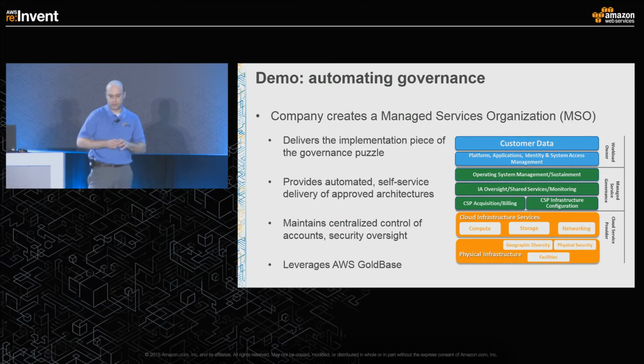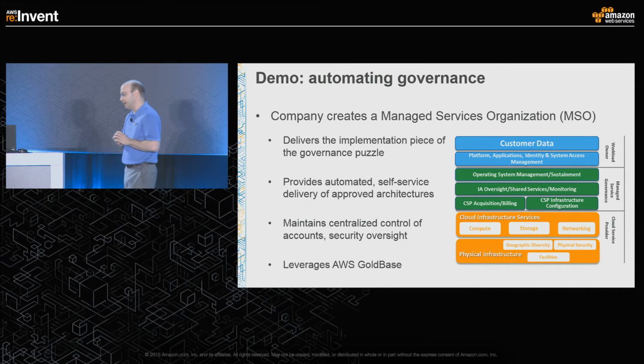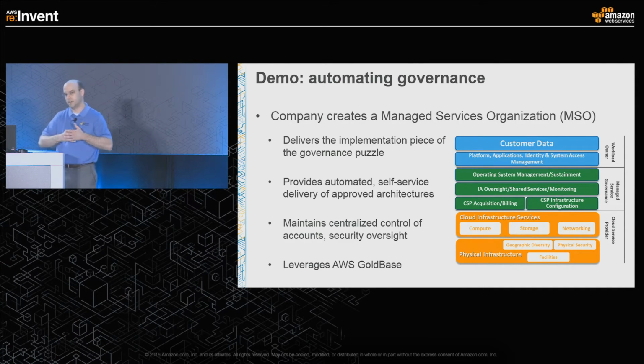So we have a white paper called Automating Governance on AWS. I encourage you to read it. The demo is largely built off of that. And it allows you, again, to create this balance between the needs of the organization and the needs of the development team.